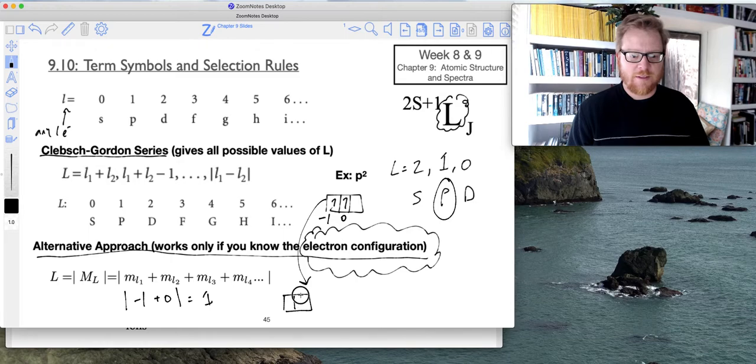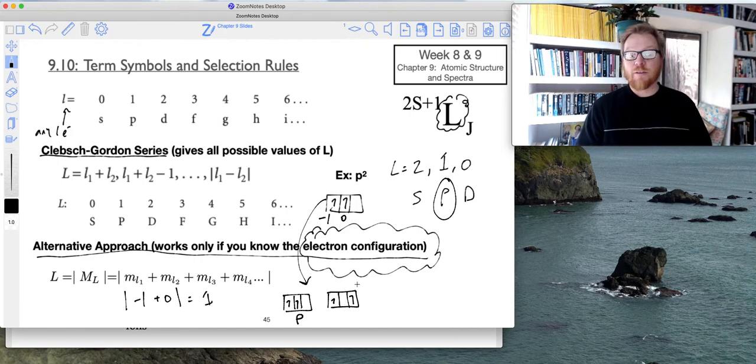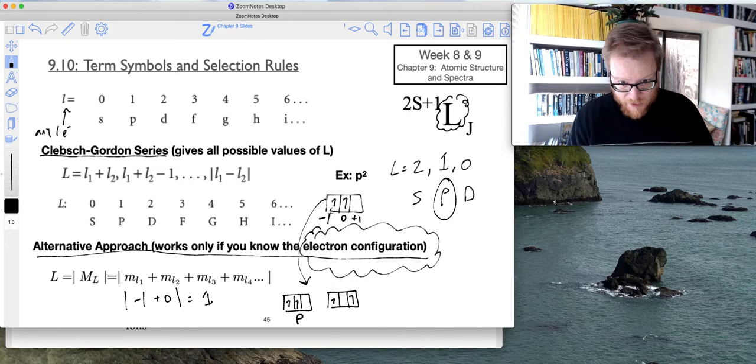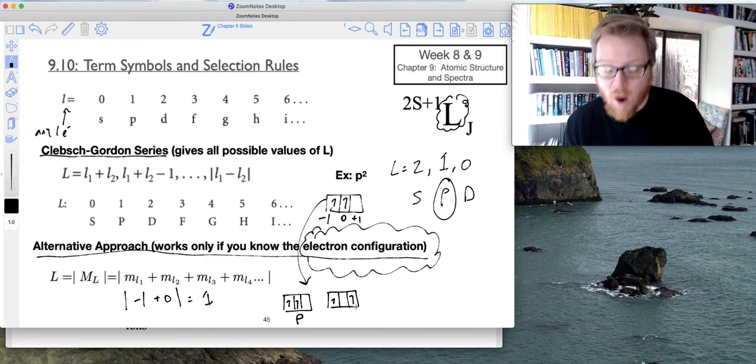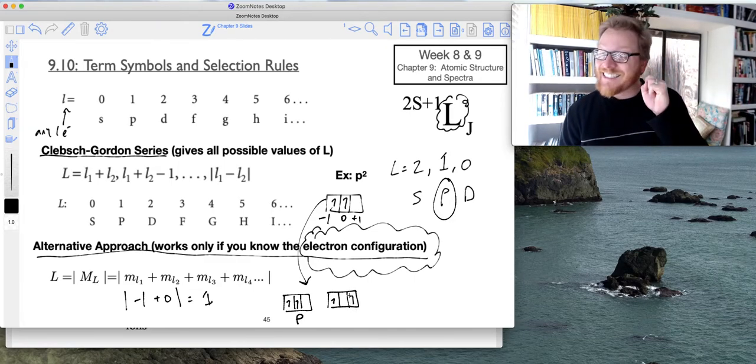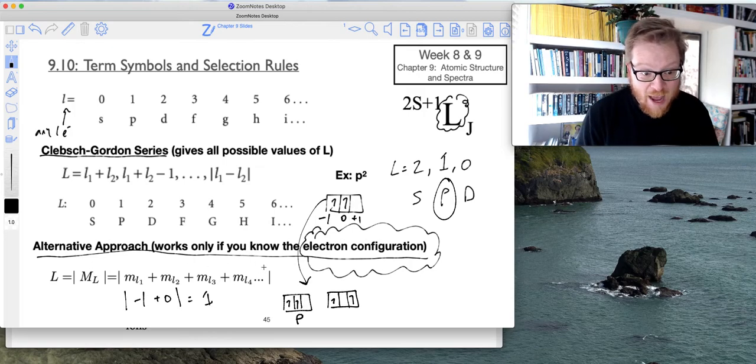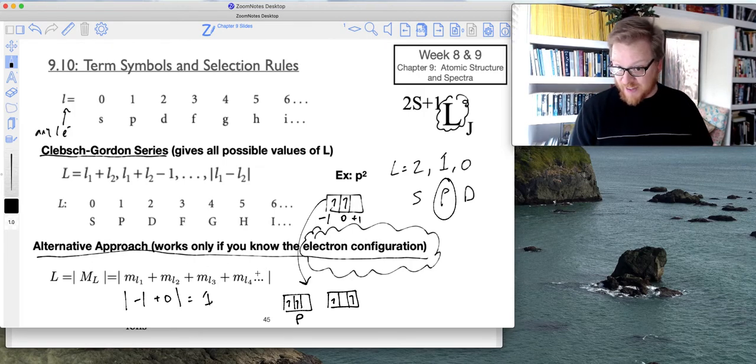So if it looks like this, both up and both up, that gives me a P term. All right? Let's go through the other possibilities. What if it looked like this, where we skip a block? And of course, that would be an excited state, right? Well, we would have a, I'll finish labeling this, -1, 0, +1, all right? So this electron would be -1, and this electron would be +1. -1 plus +1 is 0, right? We don't take the absolute value until we do the final term at the end, okay?